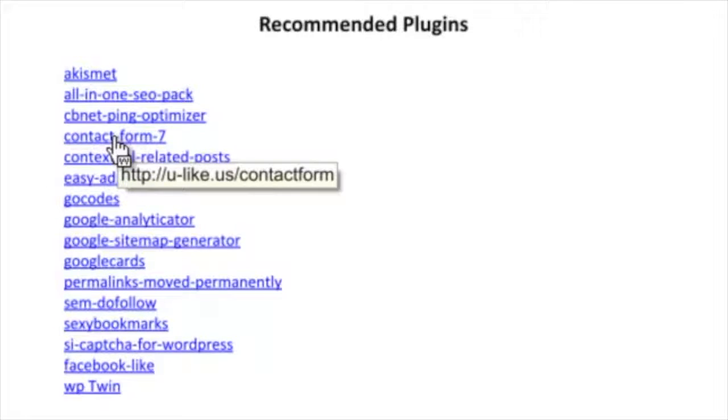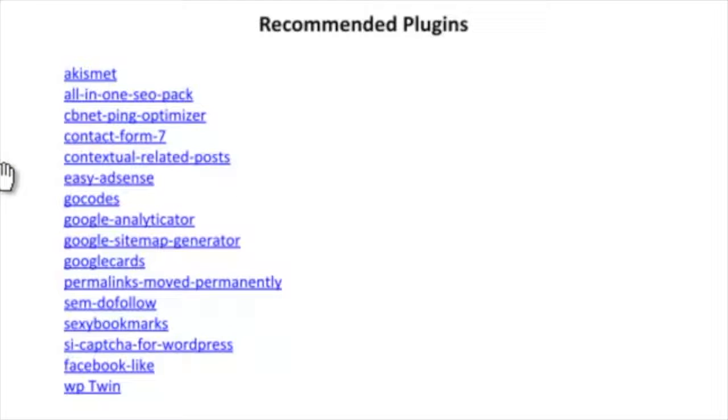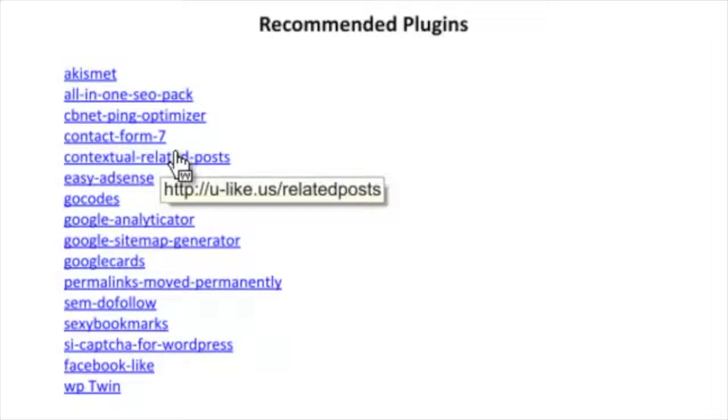Contact Form 7 is a great contact form, allowing people to get a hold of you without them having to know your email address. It's just a forms-based thing. Contextual Related Posts is awesome because at the bottom of every one of your posts, it finds relevant posts in your website that match or have similar content as this one, which helps your visitor to stay on your website longer and learn more stuff.